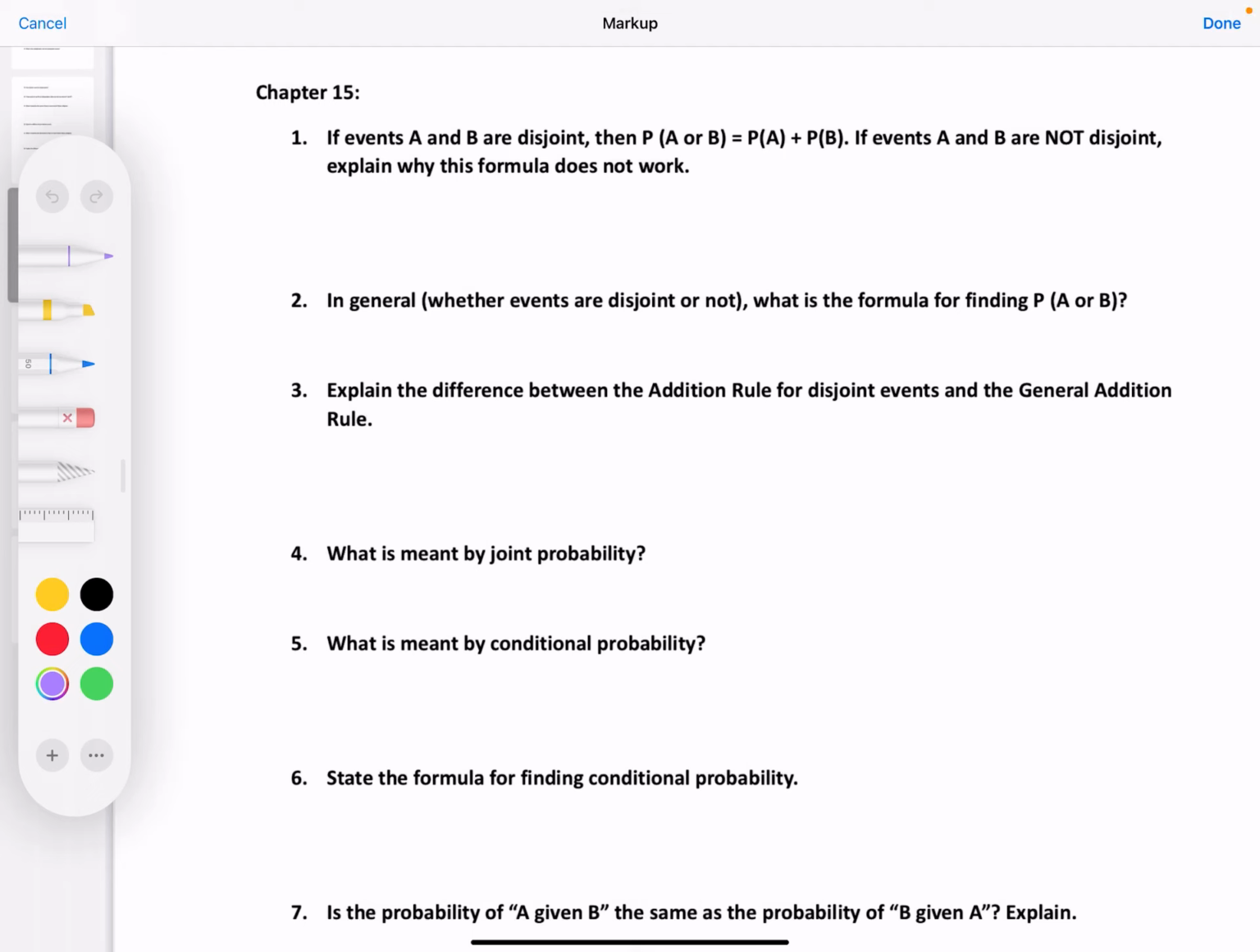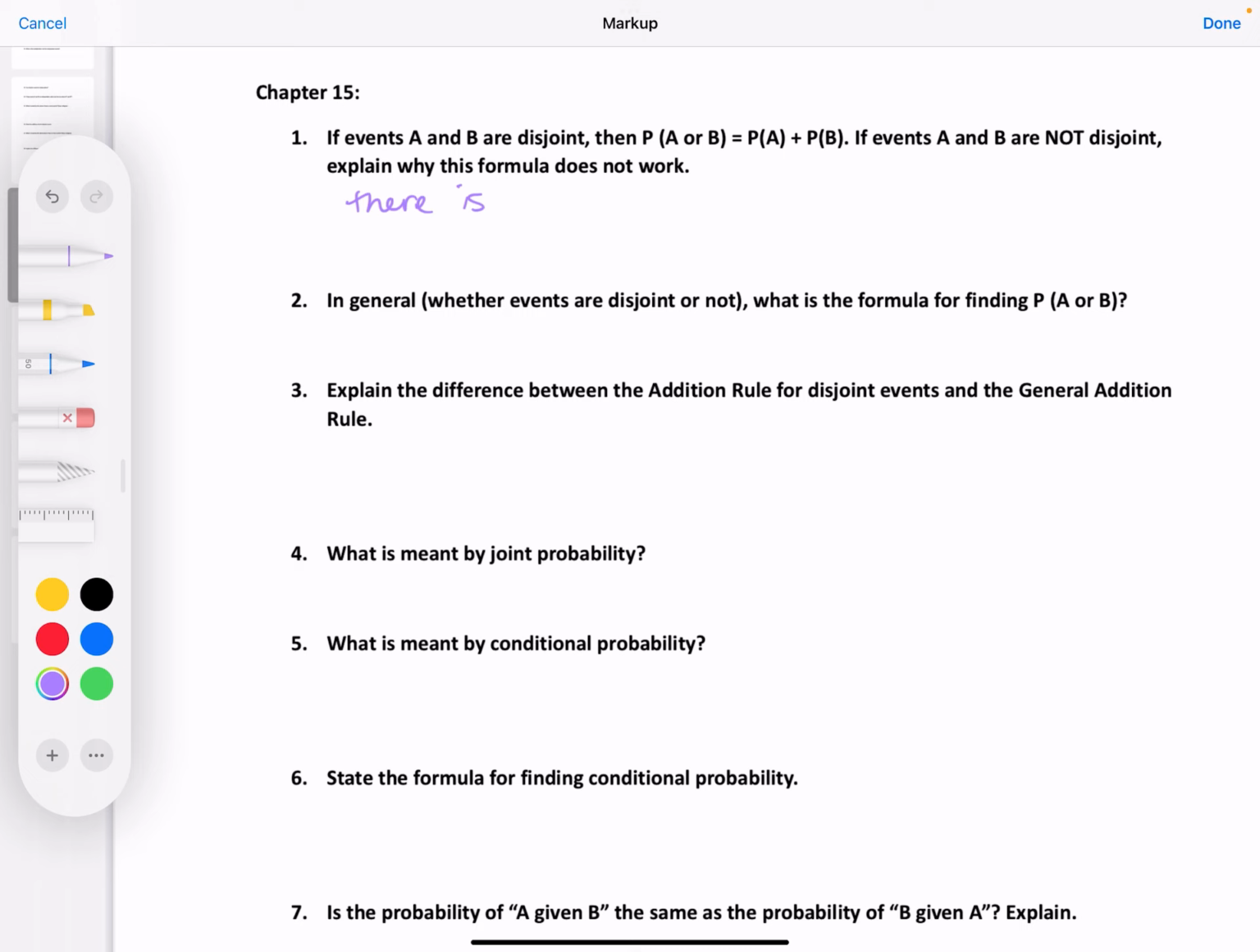Alright, if events A and B are disjoint, then the probability of A or B is equal to the probability of A plus the probability of B. If events A and B are not disjoint, explain why this formula does not work. So, if they are not disjoint, that means that there is overlap, and so there's some part of it that would be counted twice.